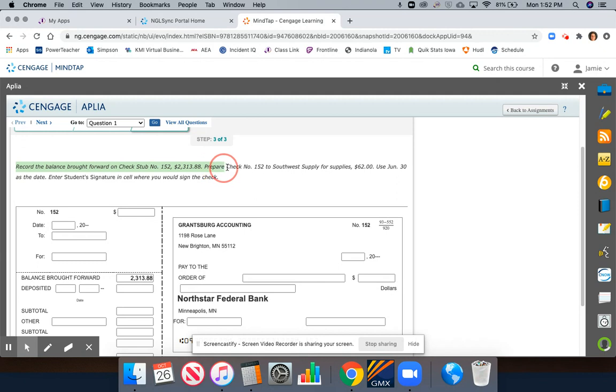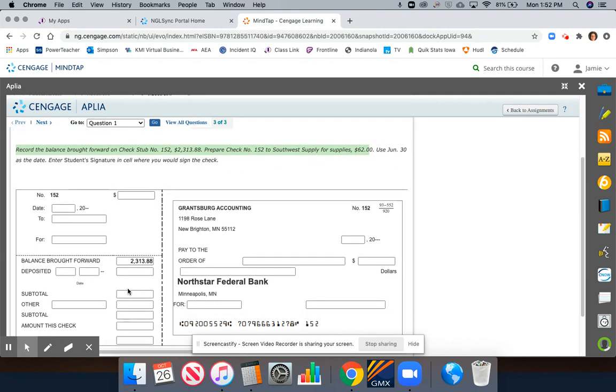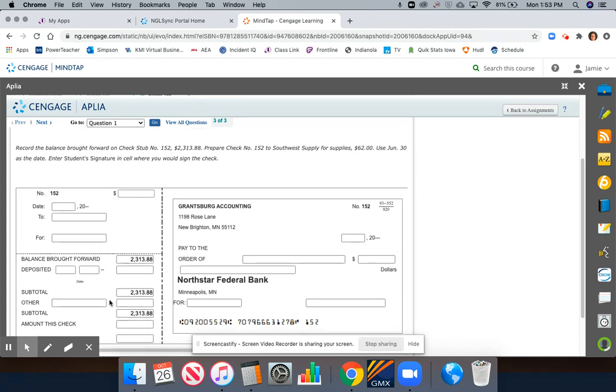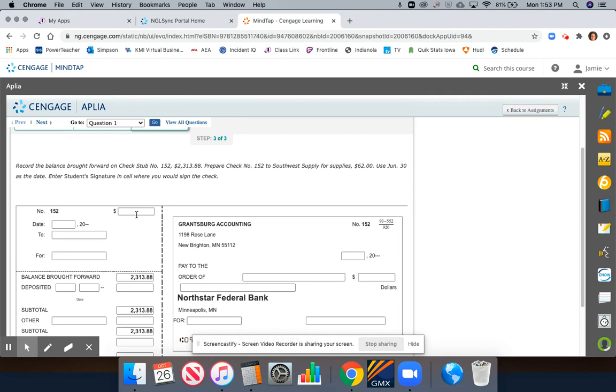We're writing check 152 for $62. So it doesn't look like we have any deposits or any other. So we could go ahead and carry that amount down, prepare our check stub for the check that we're about to write. Our subtotal doesn't change because we don't have any deposits or any other. So now we are ready to fill out our check stub.